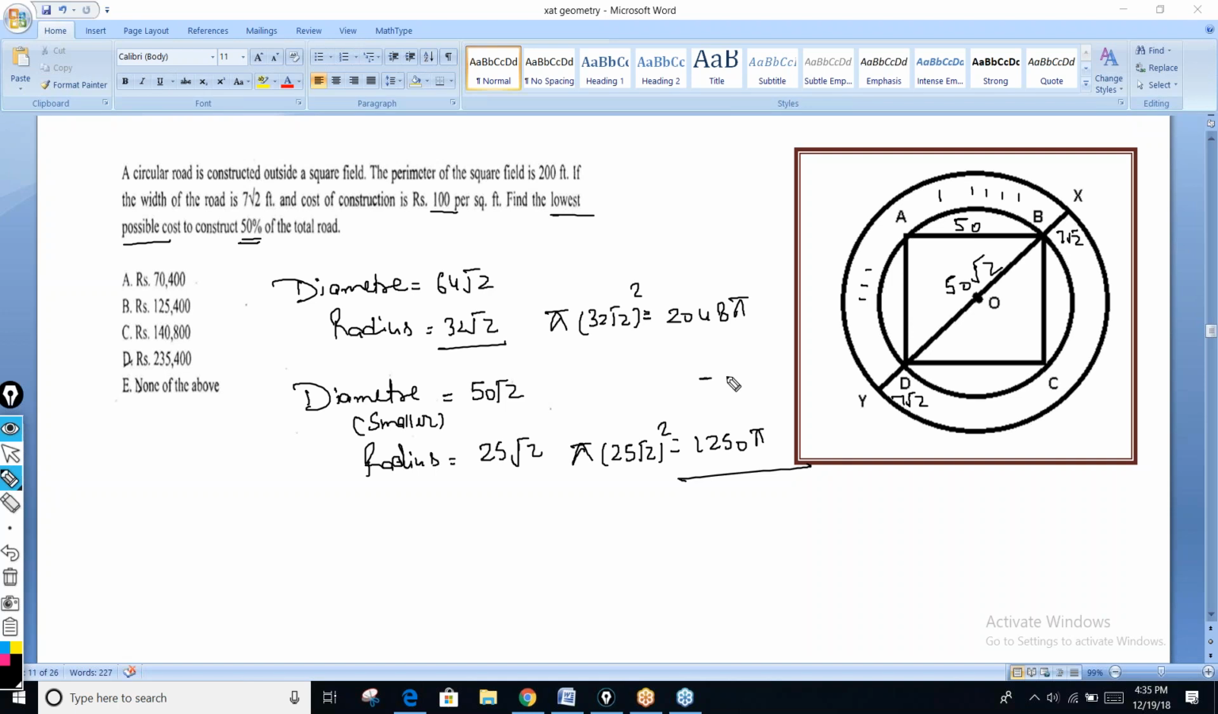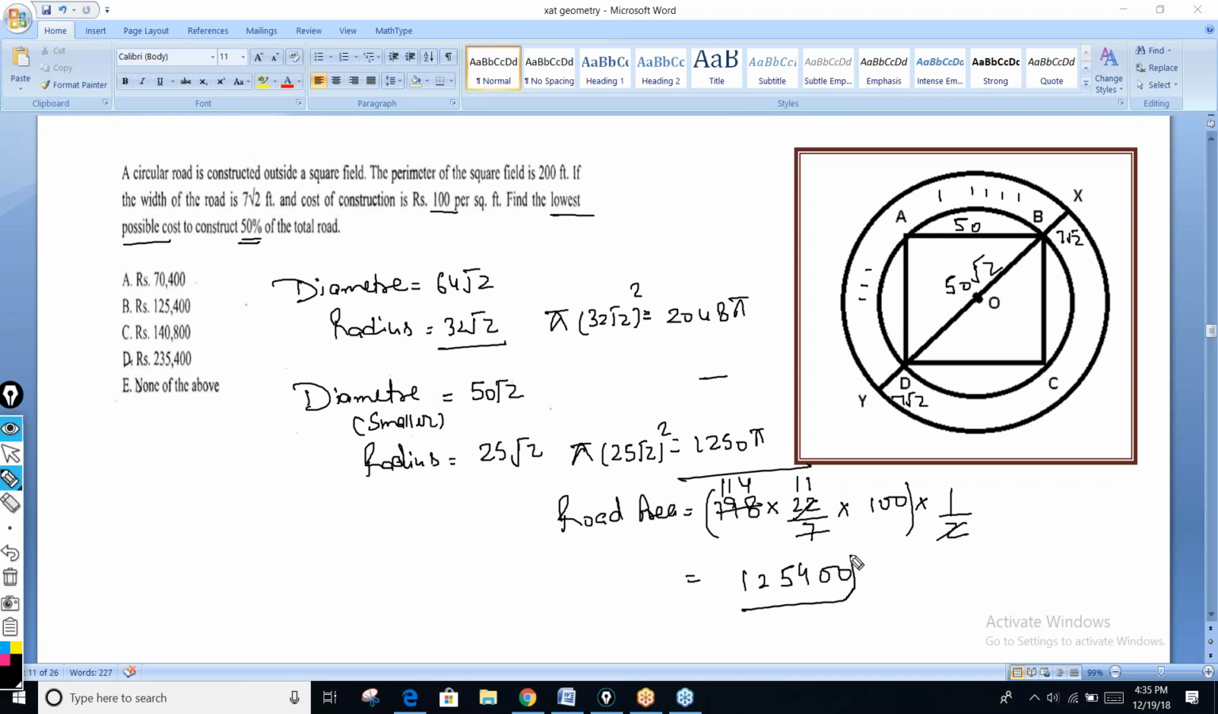So that is the area of the road. The area of the road comes out to be 798 pi. The answer is not given in terms of pi, so I'll multiply with 22 by 7. The road costs 100 per square foot, so I'll multiply with 100. But we need the cost of only 50% of the road, so we need to make it half also. If you simplify it, that is 114 into 22, or 114 into 11, you can do it directly. 125400 is the total cost, and that is the answer.